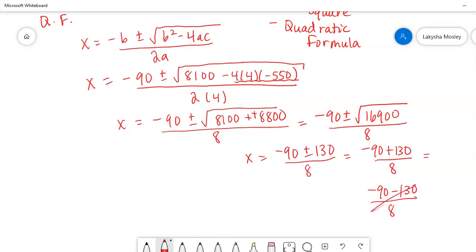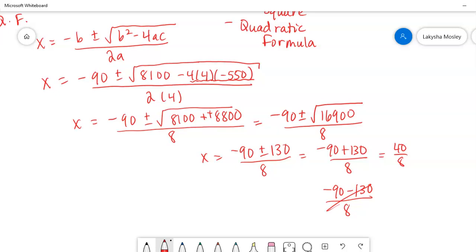So if I do 130 minus that, it's 40 over 8. And that's going to be 5. 5 feet. And that's it.